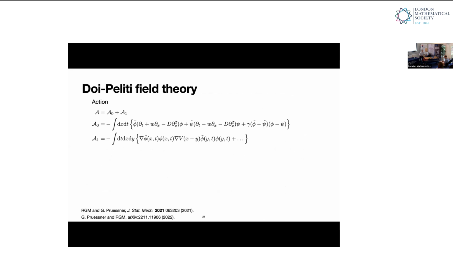Now, when we write down a field theory, the first thing we want to do is to write down an action. In this case, because there are two types of particles, right moving or left moving, there are two types of fields. A0 gives us the bare dynamics. You can see that the drift has opposite sign, because one is right moving and the other is left moving. On top of that, there's this tumbling, which is here. So this gives us the bare dynamics of the system.